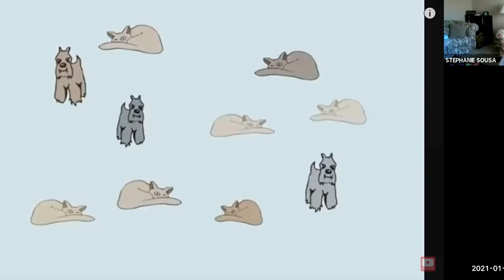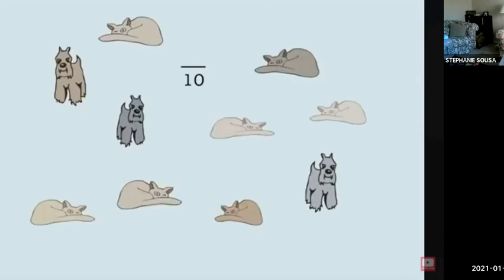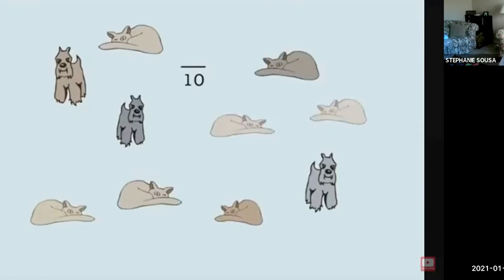Suppose you want to write what fraction of the pets are cats. The whole is all of the pets. There are 10 pets, so the denominator is 10. The parts are each of the pets. 7 of the pets are cats, so the numerator is 7. So 7/10 of the pets are cats.